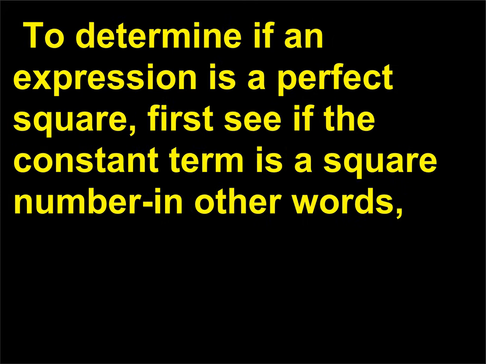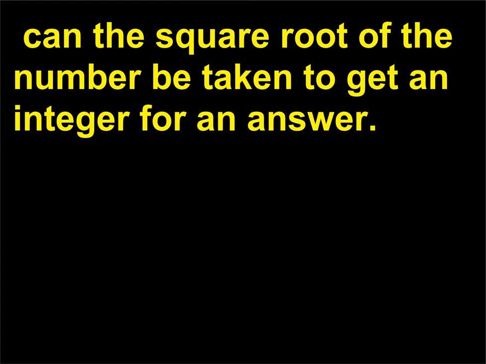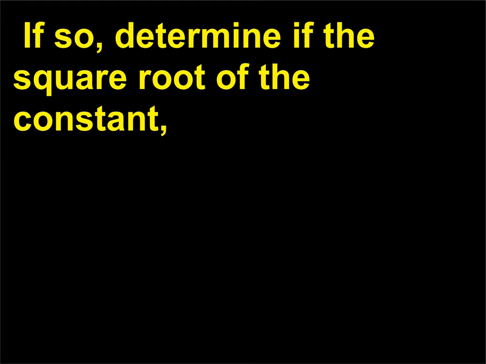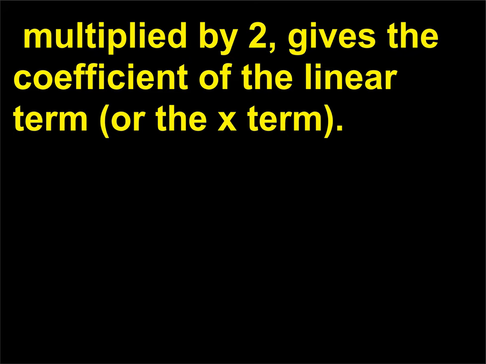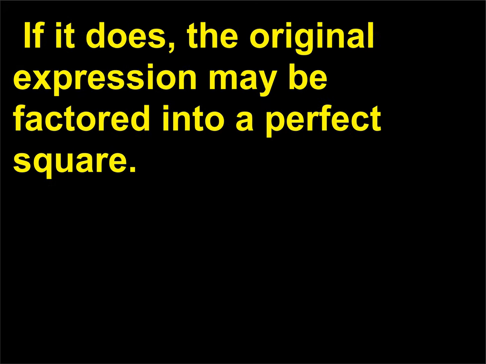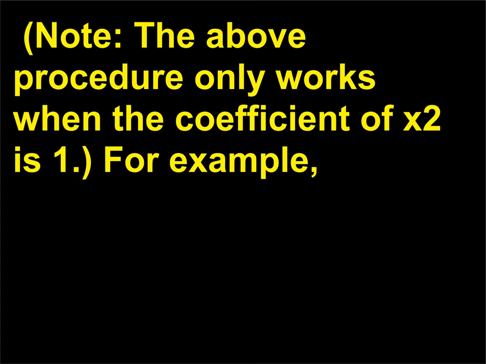To determine if an expression is a perfect square, first see if the constant term is a square number. In other words, can the square root of the number be taken to get an integer for an answer? If so, determine if the square root of the constant multiplied by 2 gives the coefficient of the linear term, or the x term. If it does, the original expression may be factored into a perfect square. Note, the above procedure only works when the coefficient of x² is 1.